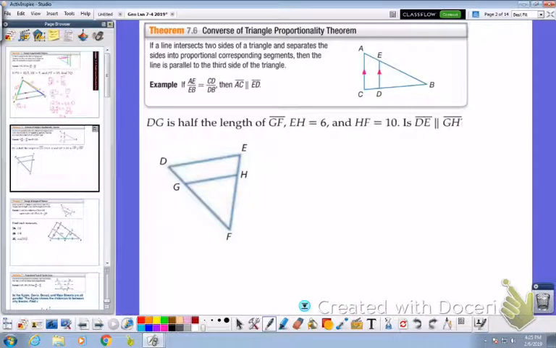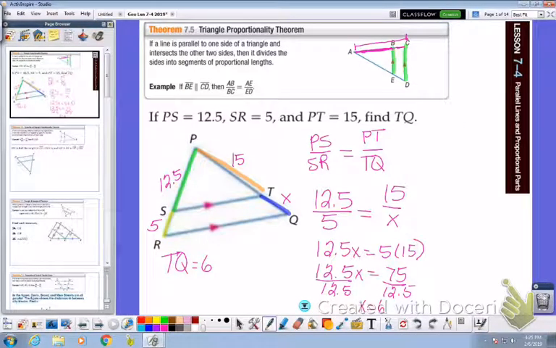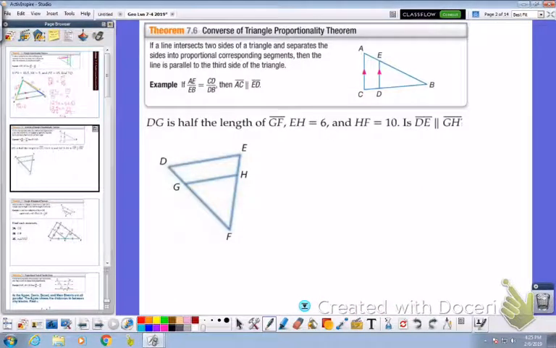Moving on. Theorem 7.6. This is the converse. So in theorem 7.5, we went from knowing two parallel lines to writing a proportion. Now in this one, we're going to go from the proportion. If the proportions are equal, then the two lines are parallel. So the two lines that we are asking about, whether they are parallel, are DE and GH.